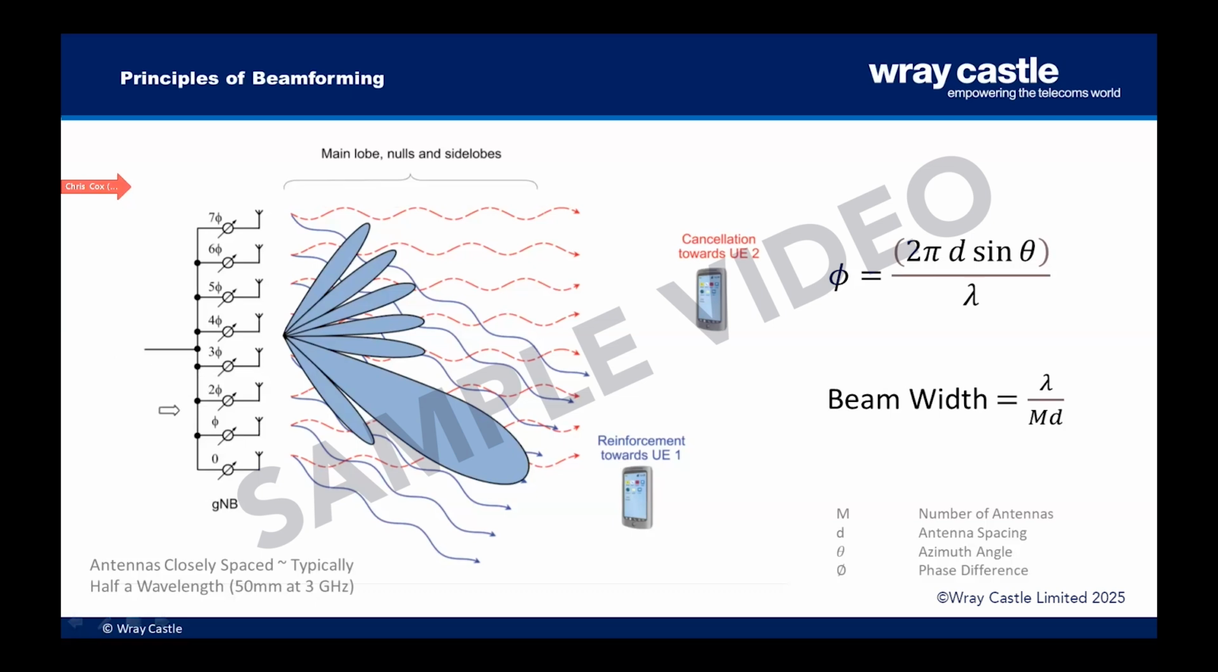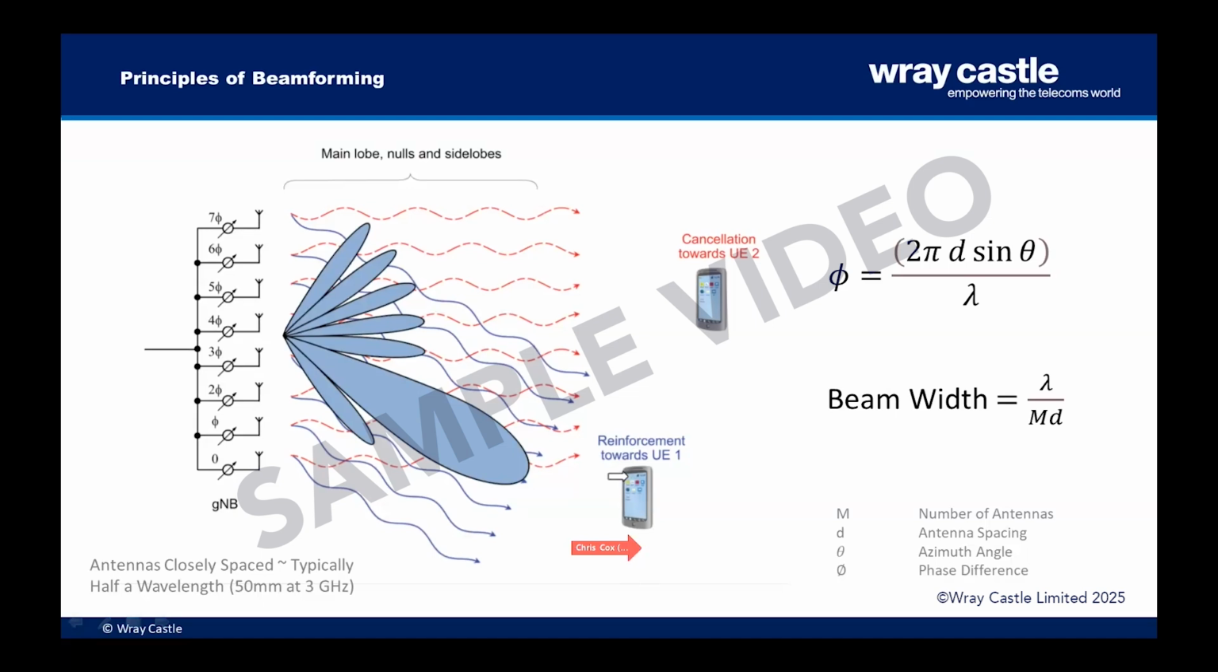Here we have a base station, a next generation node B, equipped with a large number of antennas. Typically, we imagine the antennas being half a wavelength apart. So say at a frequency of 3 gigahertz, fairly typical, then that's about 50 millimeters apart, that kind of thing. We are going to try to communicate towards mobile number 1, shown here with the text in blue.